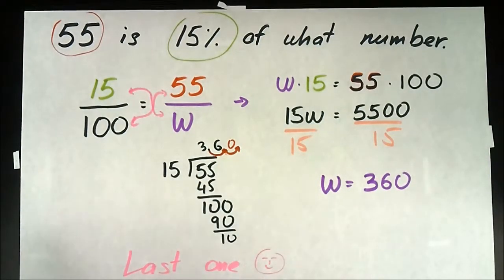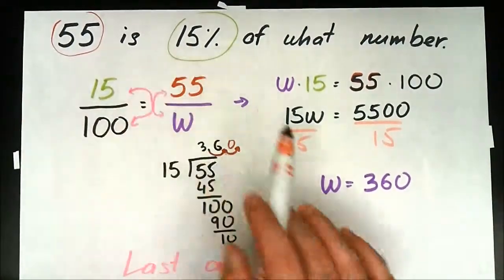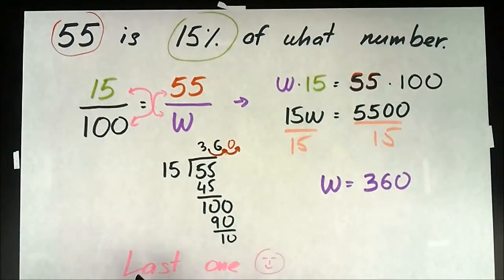It's not 100% accurate, but we're estimating. So 55 is 15% of 360. Questions? Thank you.